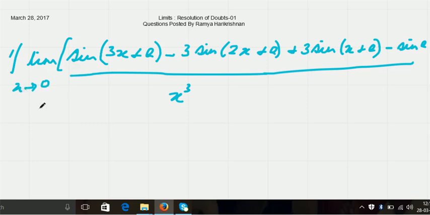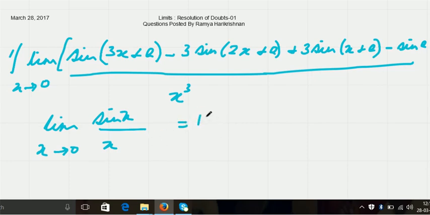Now, we understand a simple formula, which is the limit of sine x upon x as x tends to 0 is 1. What we will attempt to do in this solution is to reduce this expression to this form or a related form so that we can use this equation.